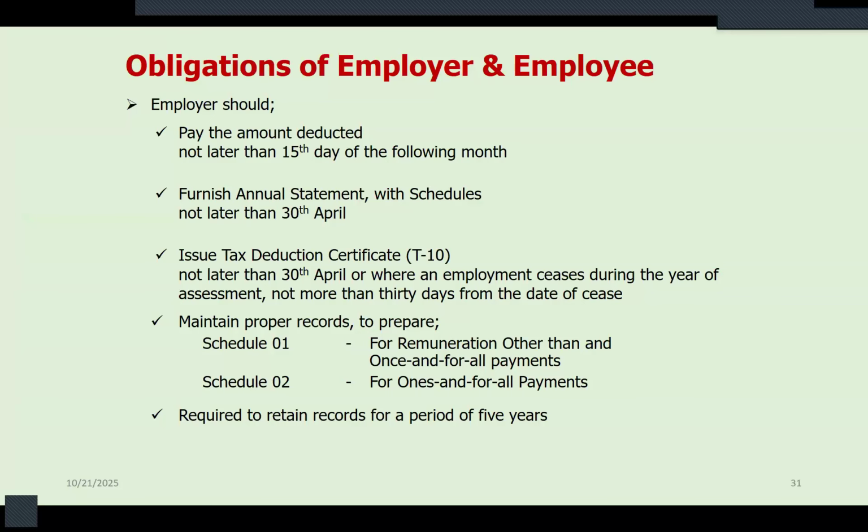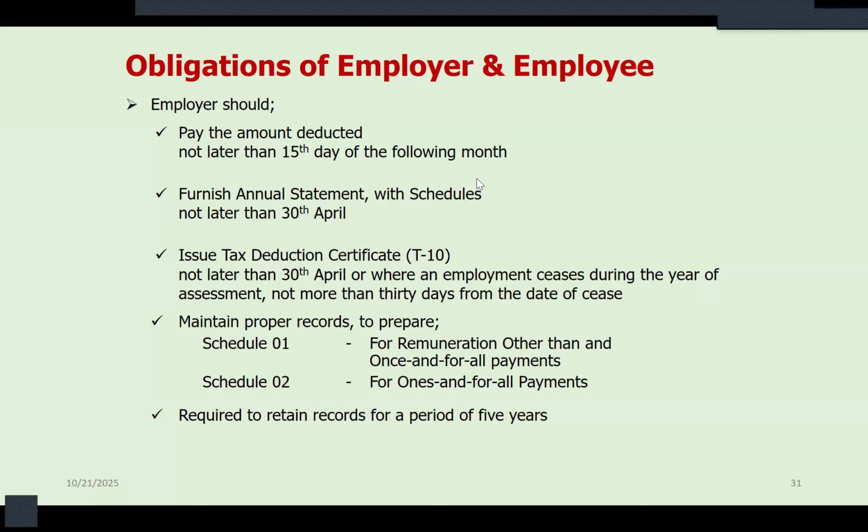So these are the obligations of employer and employee. That means the employer should pay that deducted amount. When the employer is making the payment to the employee, that means when the accountant is paying salaries to their employees, at that time they have to deduct taxes from that amount on behalf of that employee. The employer should deduct, and that deducted amount should be paid to the department not later than the 15th day of the following month.